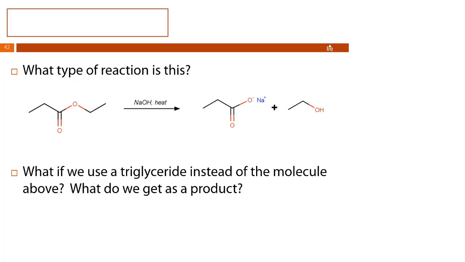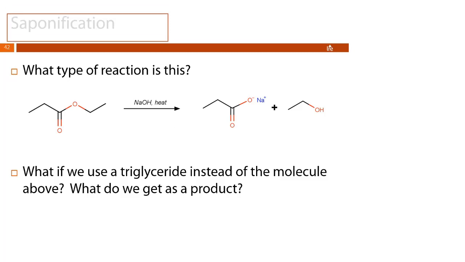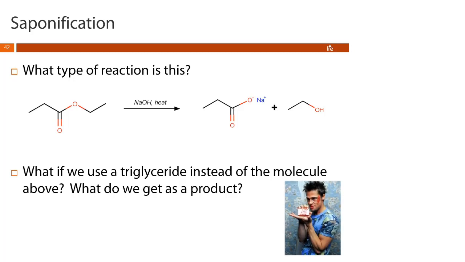Okay, so let's look at one other type of reaction that we have already seen this semester. So what type of reaction is this where we hydrolyze an ester using sodium hydroxide or potassium hydroxide and heat? That's right, this is a saponification reaction. So what if we use a triglyceride instead of the molecule above? What do we get as a product? So when you saponify a triglyceride, you get soap.